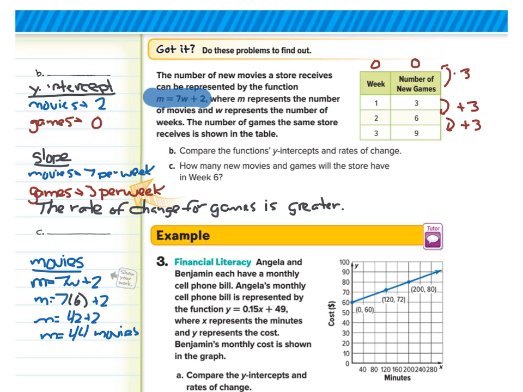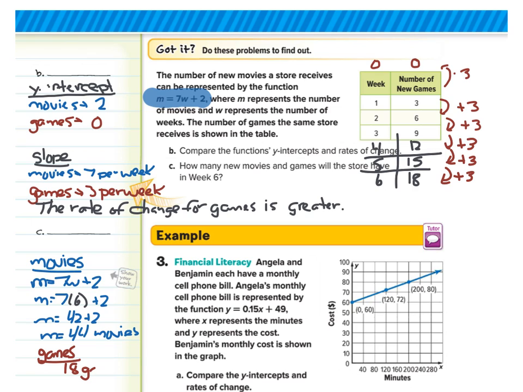Now there are 2 methods, at least, to get the number of games in 6 weeks. If we follow the book example, we extend our table 4, 5, 6, and then we just simply add 3 for each line, which leaves us with 12, 15, and 18. So for games, it's simply going to be 18 games.